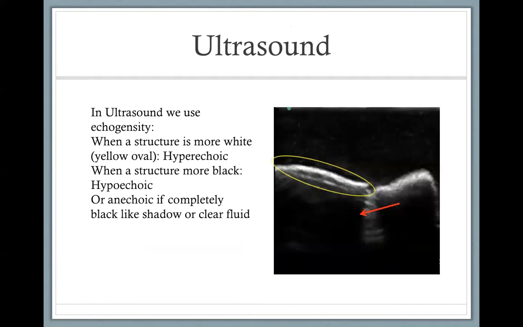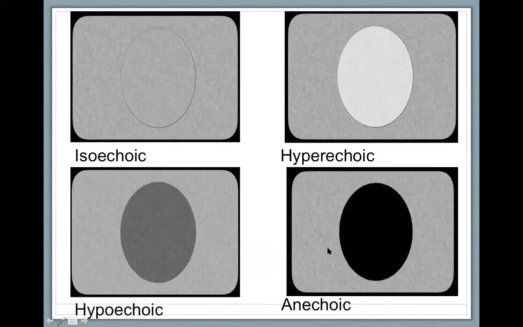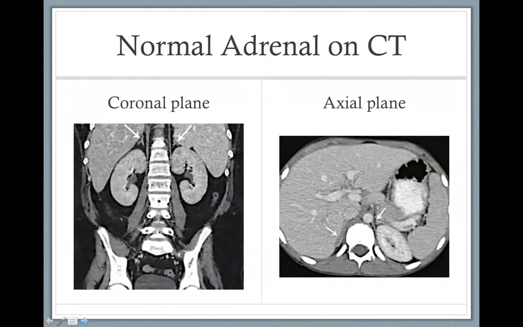In ultrasound, so that you don't get confused also, we talk about echogenicity: hyperechoic, hypoechoic, or anechoic if there are no echoes whatsoever. Iso, similar to the surrounding; hypo, less than the surrounding; hyper, more than the surrounding. And here it's anechoic, meaning there are no echoes, completely black. So just so that we get used to the terminology when we look at the cases, it's much easier.